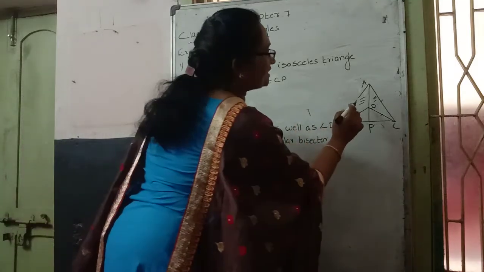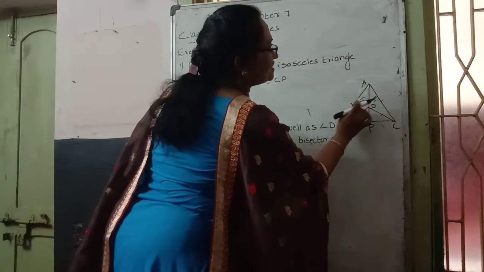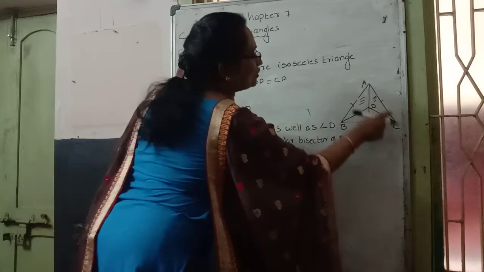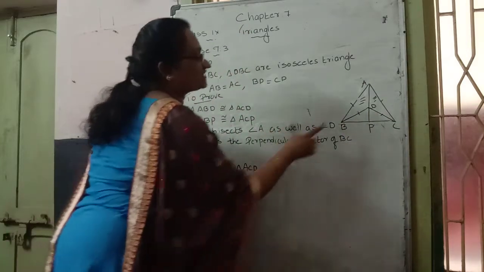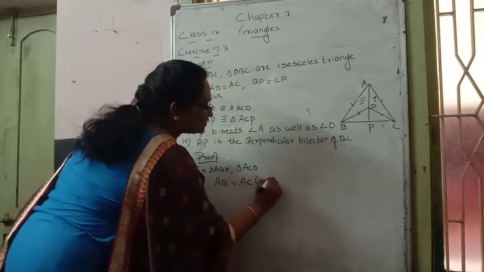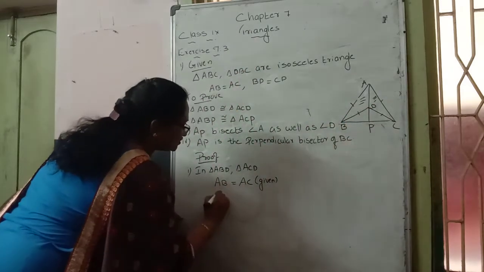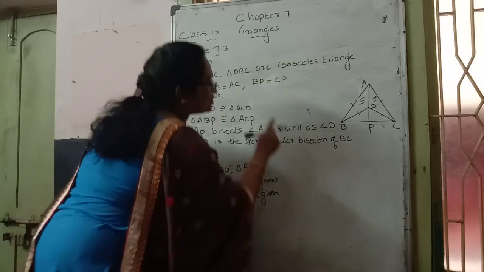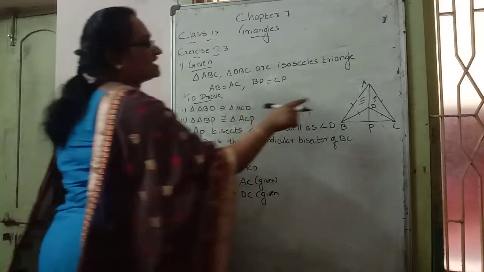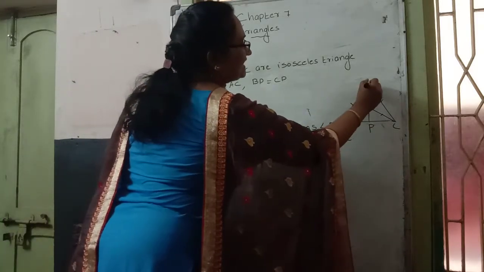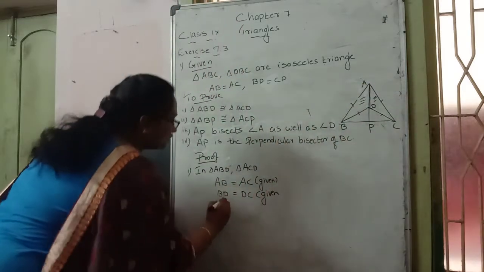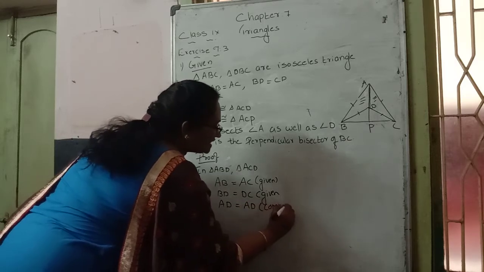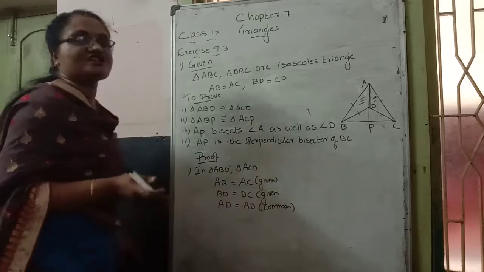So looking at the diagram, in these two triangles we can say side AB of the first triangle is equal to side AC of the second triangle, already given in the question. Next, side BD of the first triangle is equal to side DC of the second triangle. That is also given in the question. Then in both triangles side AD is common: AD equals AD. Therefore, three conditions are satisfied.